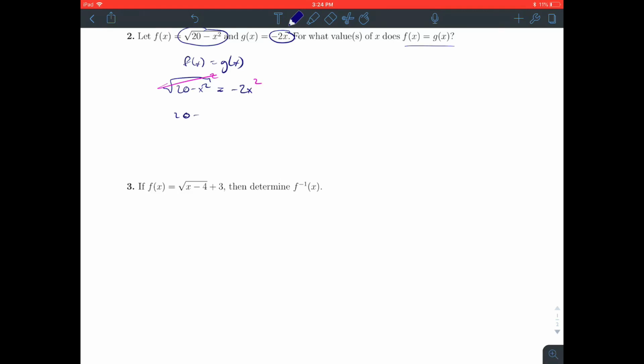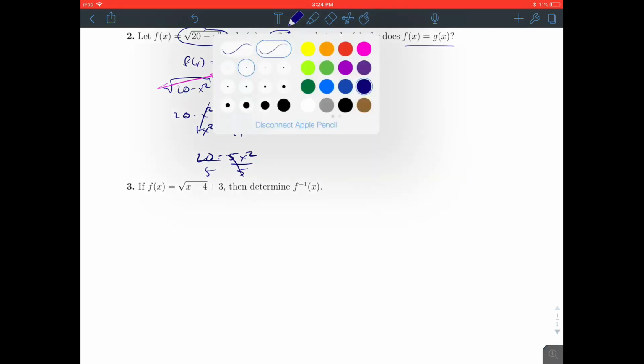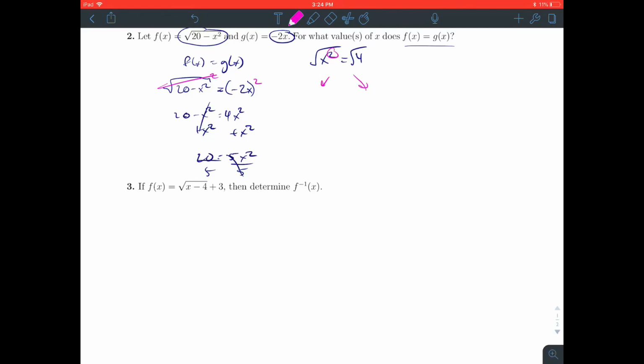We get 20 minus x squared is equal to, and this side I think is the one we really have been working hard on in class, just make sure you square the whole side, put it in parentheses. Negative 2 squared is 4, x squared is x squared. We add x squared to both sides. That gives us 20 equals 5x squared. Divide by 5 on both sides. X squared is equal to 4. Take the square root of both sides, and because the exponent is 2, we expect 2 solutions. So x equals 2 or x equals negative 2.